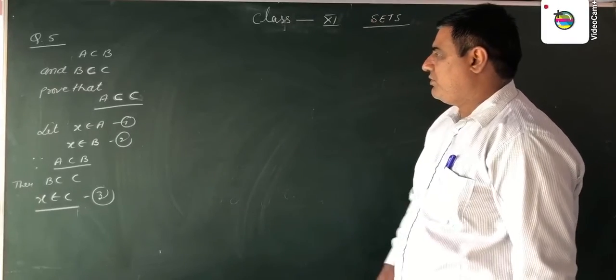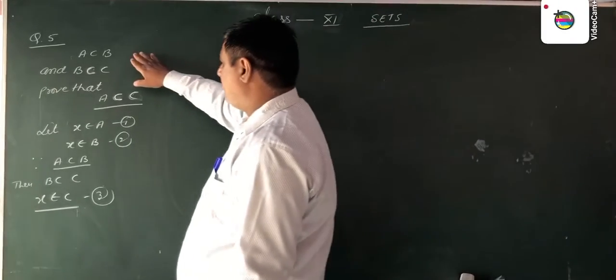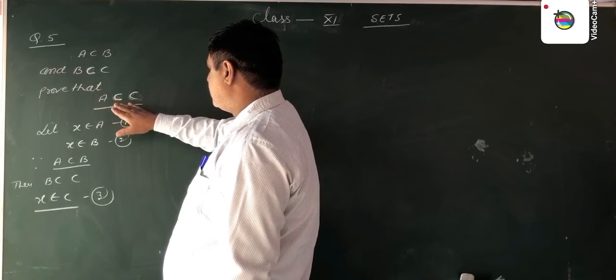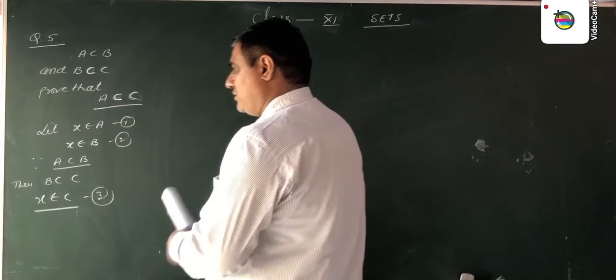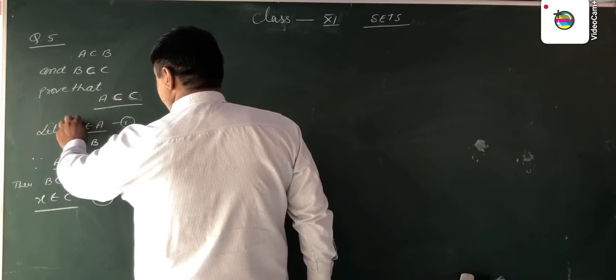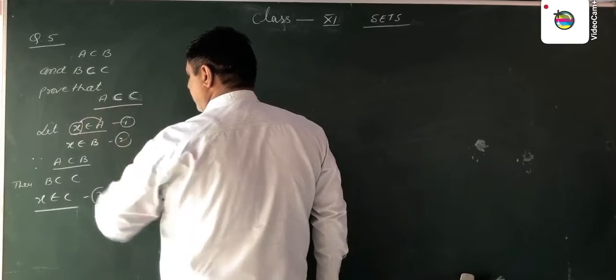Sets. Question number 5. A is a subset of B, B is a subset of C. Then we show that A is a subset of C. So now let us suppose X belongs to A. Any element X belongs to A, it is given.